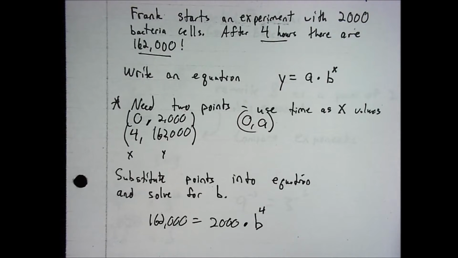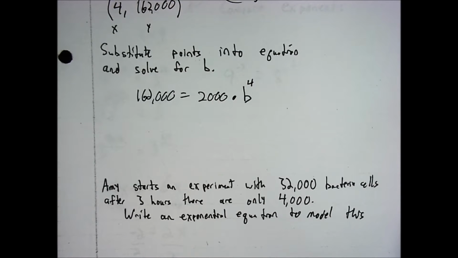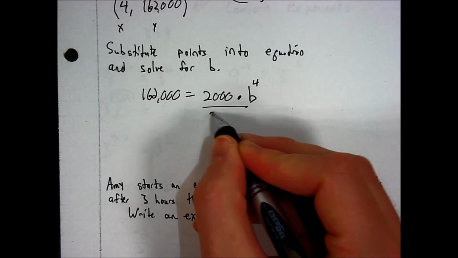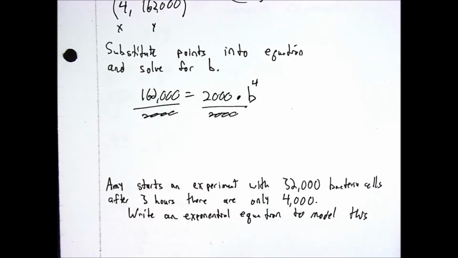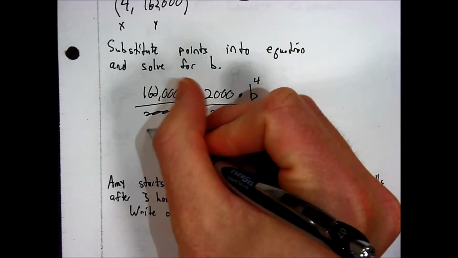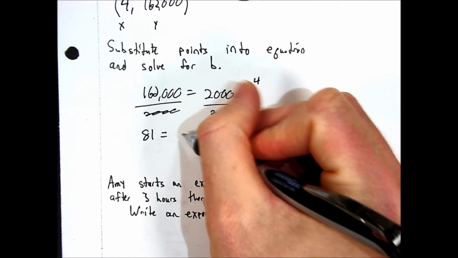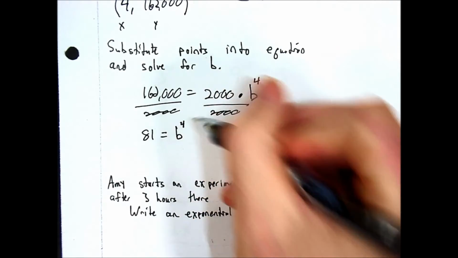So it looks tough, but it's really not. We're just going to divide, and then we're going to do an exponent. So we're going to divide by 2,000. We should get 81 equals b to the fourth.